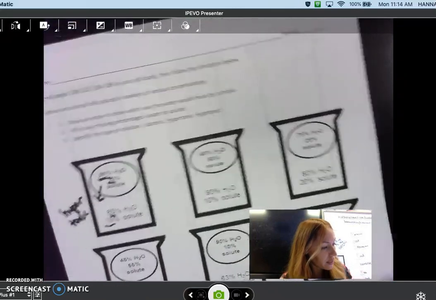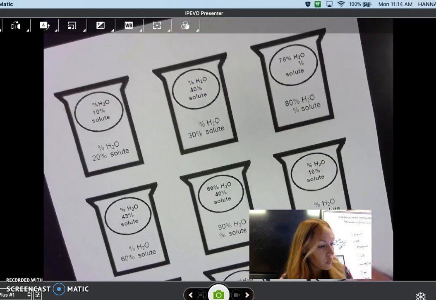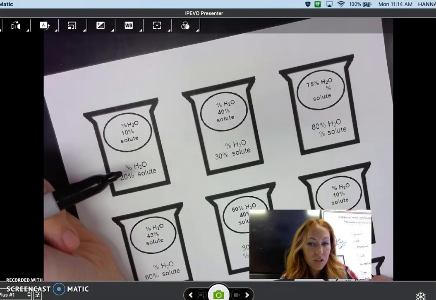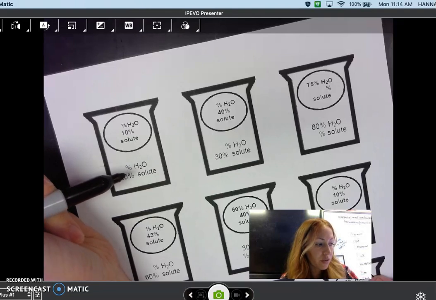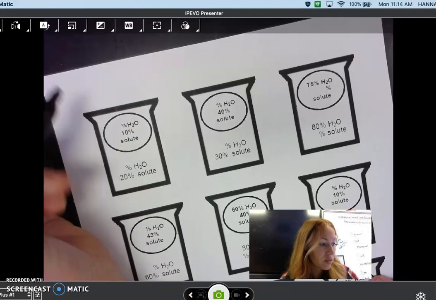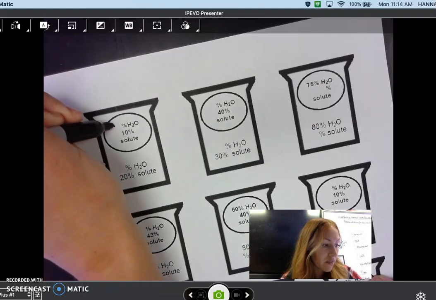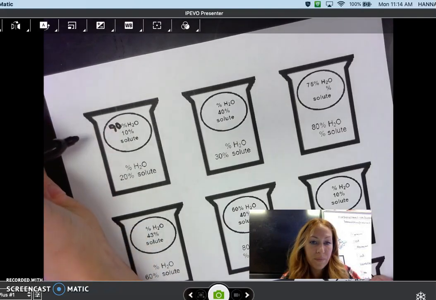Let's take a look at the back side here. One of the things that you've got to know is that on the inside of the cell and the outside of the cell, it should be 100%. Whatever the water is, the solute makes up the rest. So if I've got 10% solute here, then this totally needs to add up to 100. So that must mean that I have 90% water.